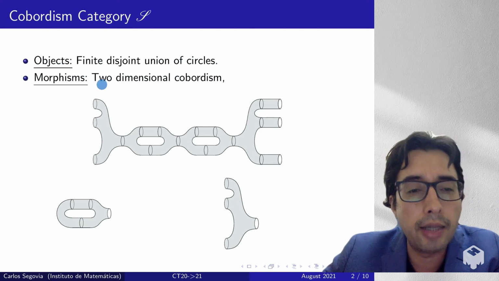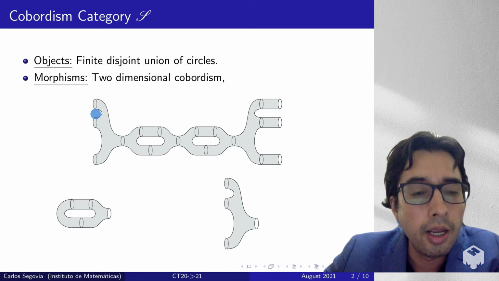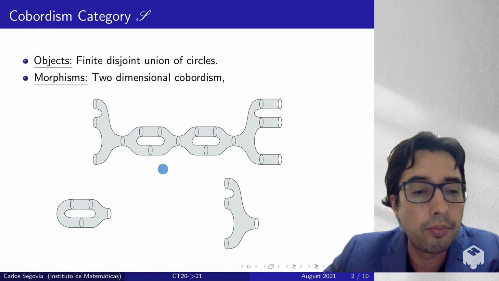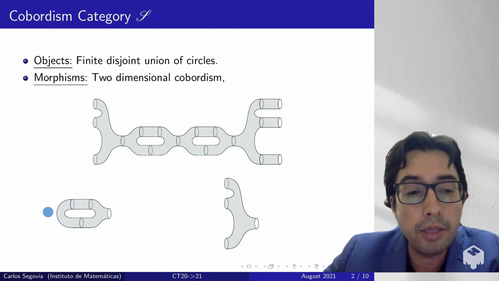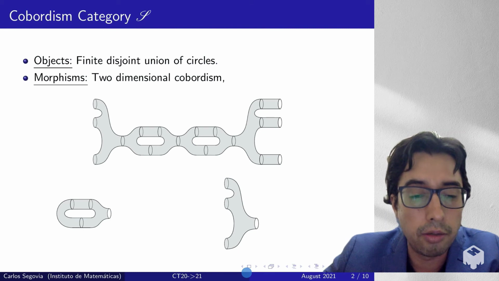The morphisms are two-dimensional cobordisms, and here we have three examples. The first one goes from 3 circles to 3 circles and has genus 2. The second is a cobordism that goes from the one-dimensional empty manifold to one circle. The third goes from 3 circles to 1 circle.